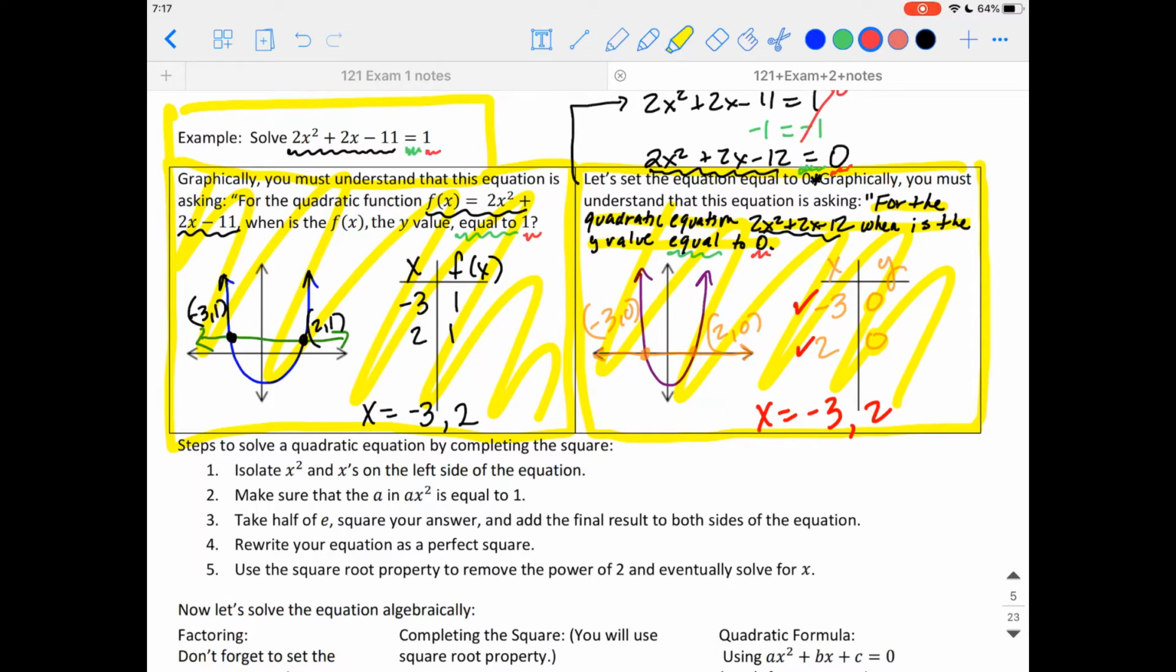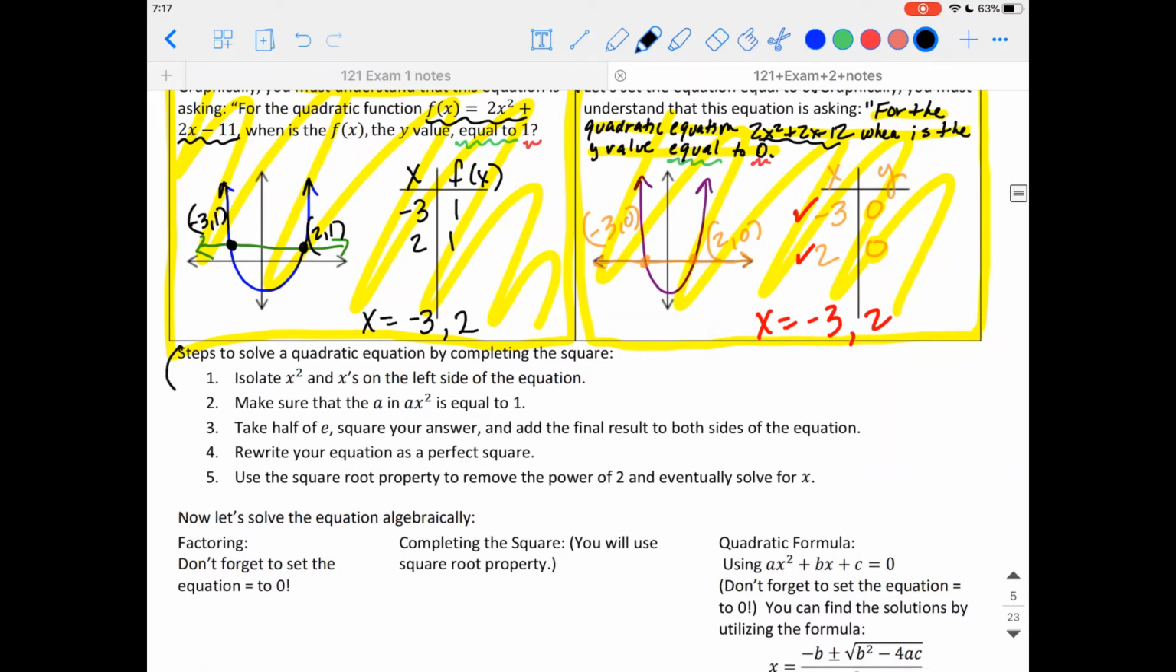Now we're going to do it algebraically. So we already know our answers. It's going to be -3 and 2 all the way through. But here, this is something new for this class. So make sure we put a note of it, know where to reference it.